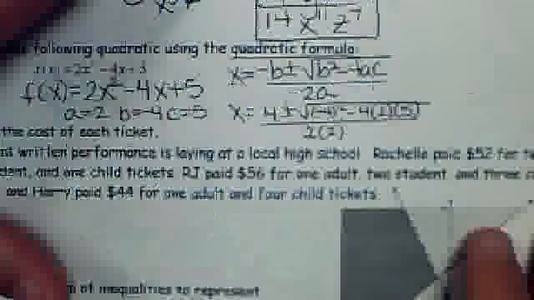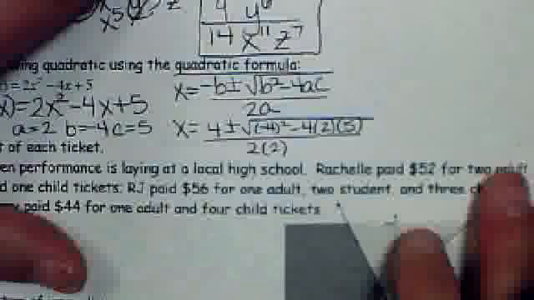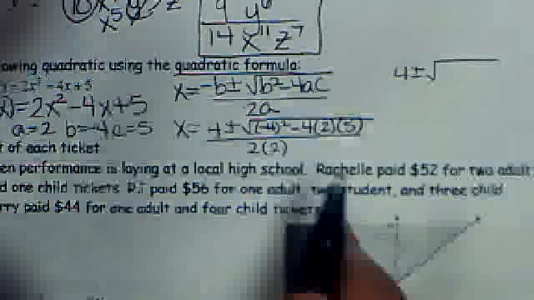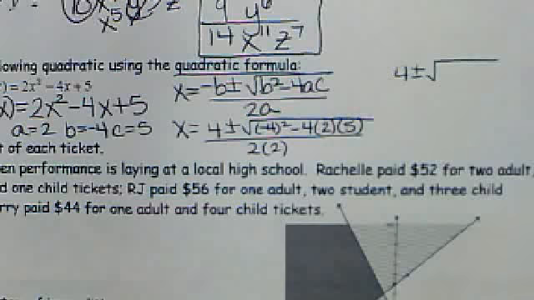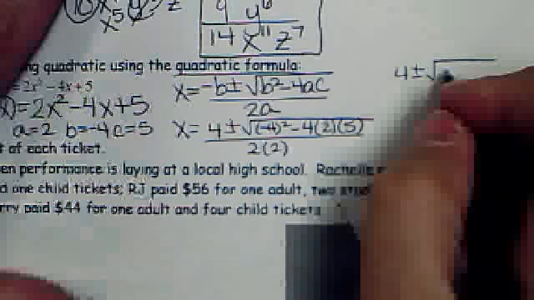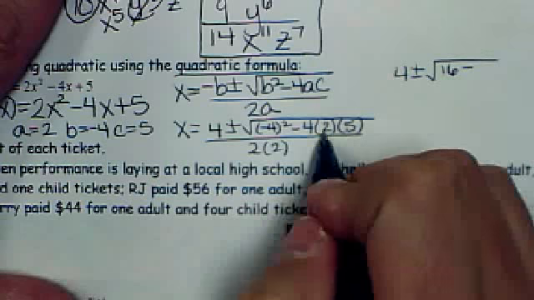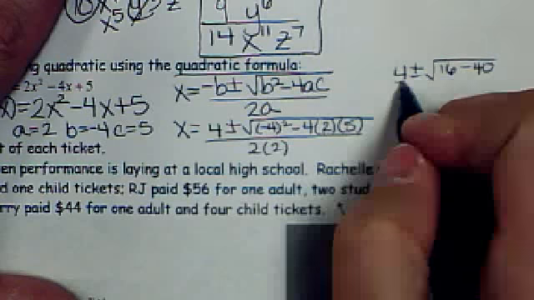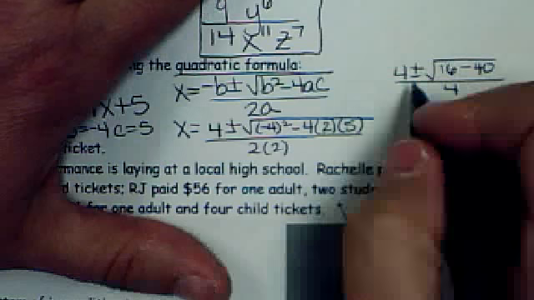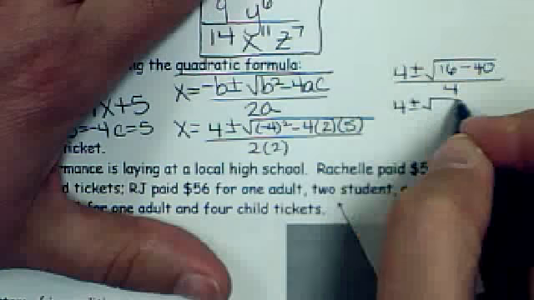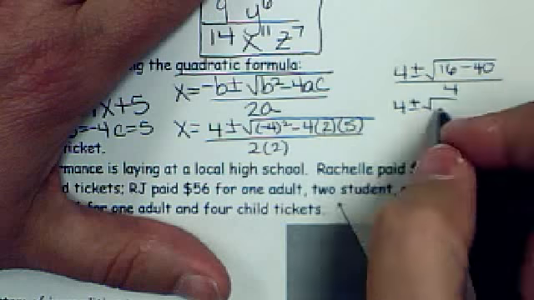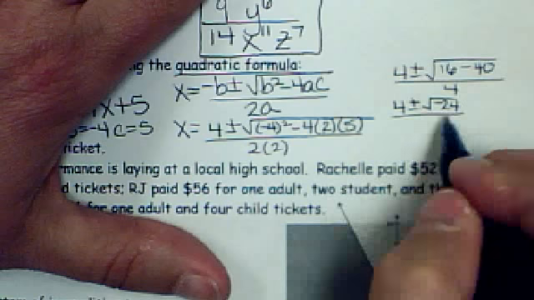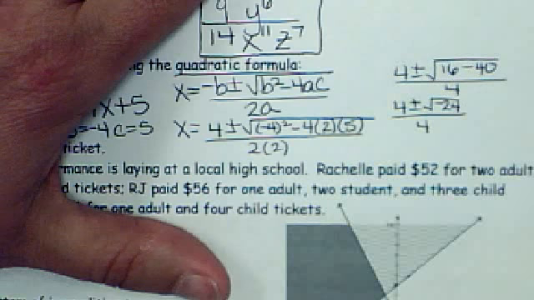So I'm going to move over here a little bit more because I'm running out of room because I write too big. So 4 plus or minus the square root. So negative 4 squared minus 4 times 2 times 5. Negative 4 squared is 16. Minus 4 times 2 times 5 would be minus 40, all over 4. So I'm going to keep going with this. 4 plus or minus the square root. 16 minus 40 is negative 24 all over 4.